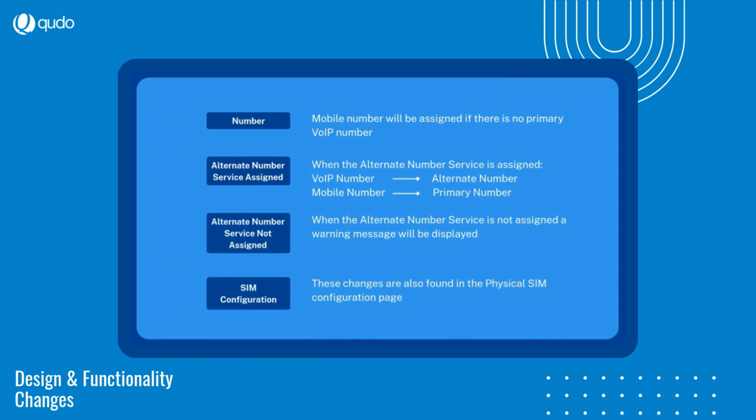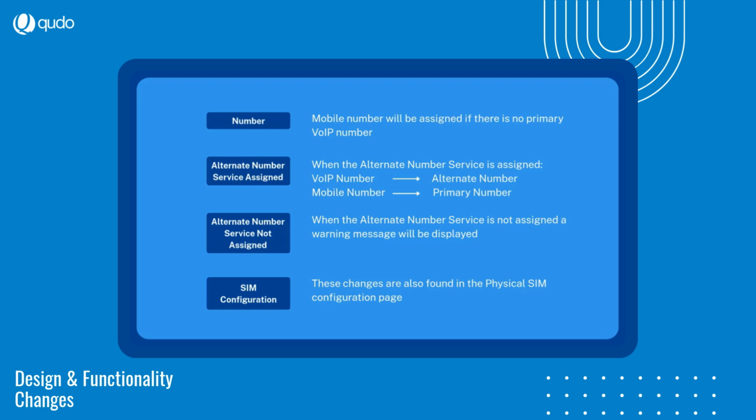For our mobile first service, the following changes have been made for the handling of numbers. If the user does not have a VoIP number, the mobile number will be assigned as the main number for the user. If the user has a VoIP number, the system will check whether the alternate number service is assigned. If they have the alternate number service assigned, a message will show the current VoIP number will be reassigned to the user via the alternate number service.